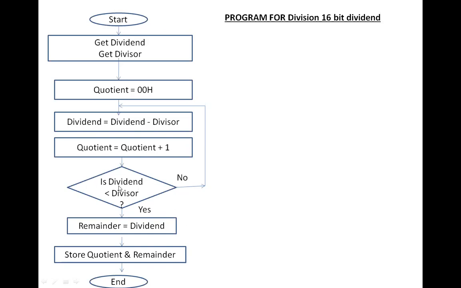Because the dividend is subsequently subtracted with the divisor, the time will come when the dividend will become less. When the dividend becomes less, we will come out of this loop, and whatever is the dividend, that will be called the remainder. So this is the flow chart of the division program. So let us now discuss the program.